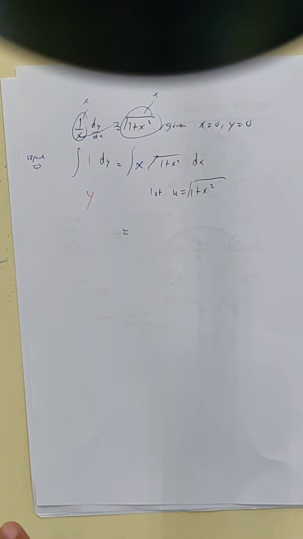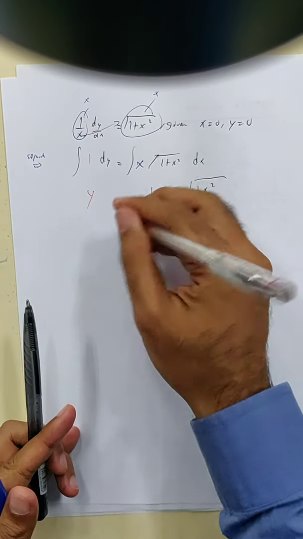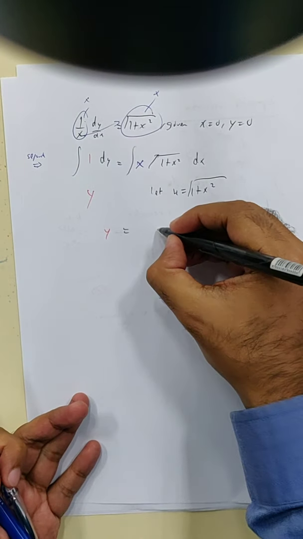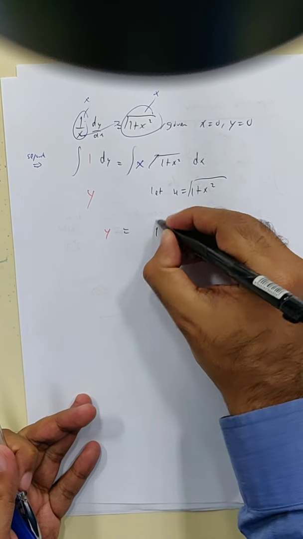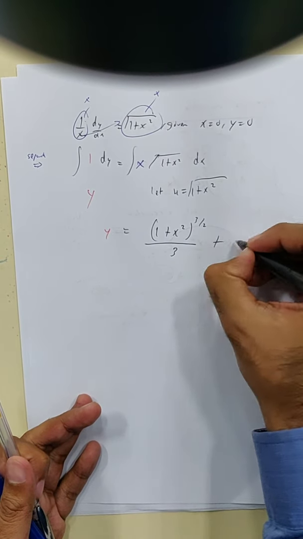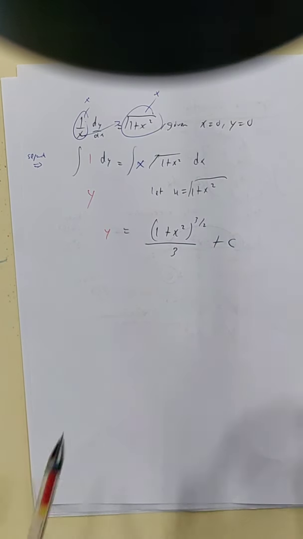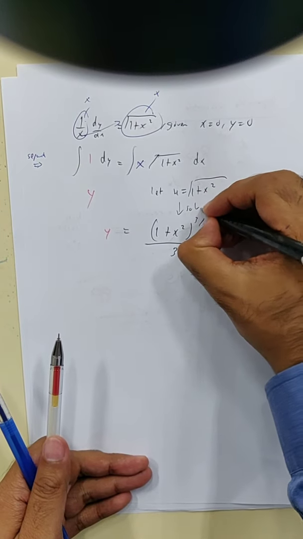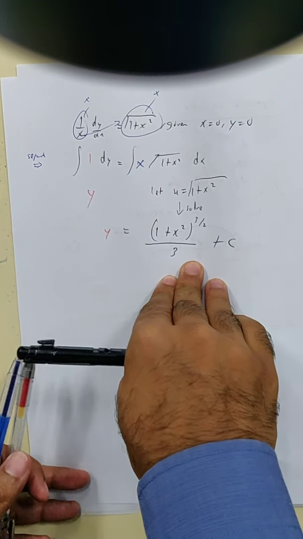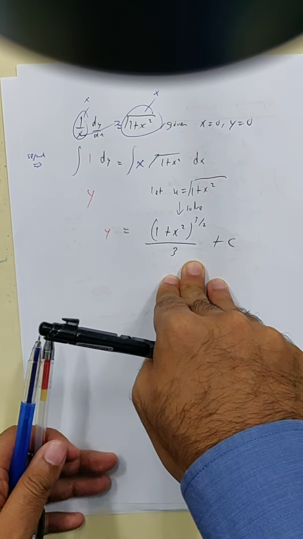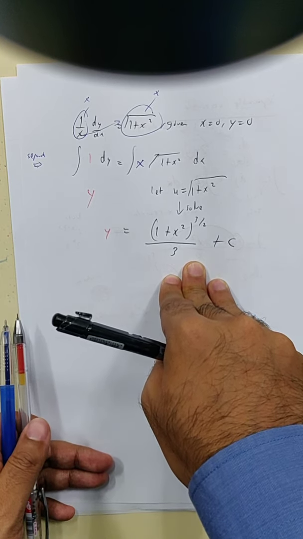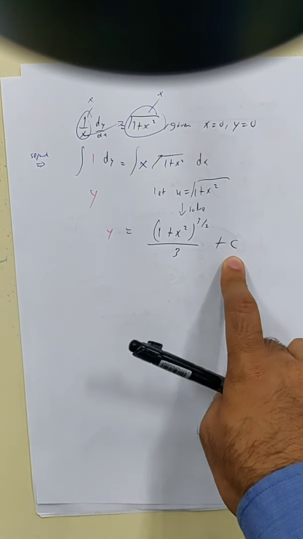Okay. Spoiler alert, we're going straight to the answer. If we do that one, we're going to get this one here, y equals (1 plus x squared) to the power 3 over 2, over 3, plus c. I'm skipping the working. Are we done? Is this our final answer? Why not? There's a plus c there, not a problem.